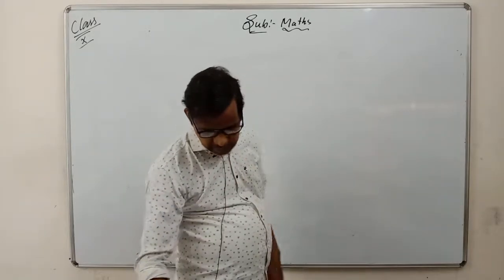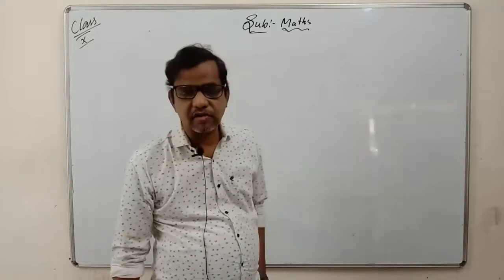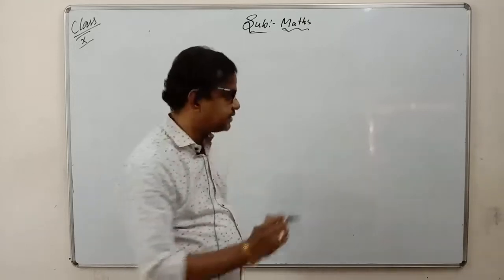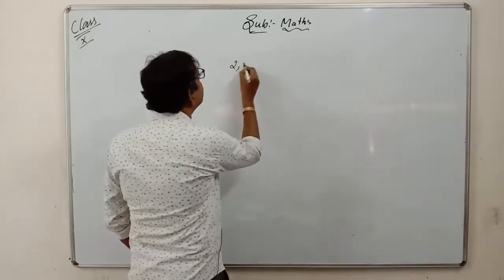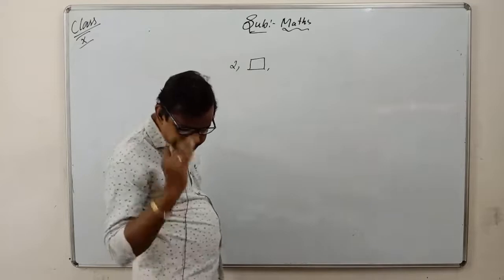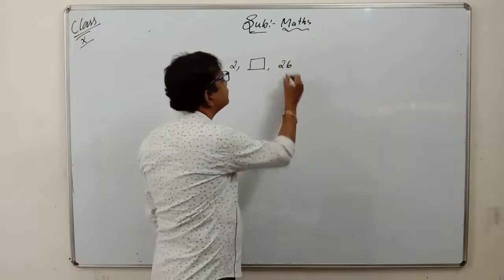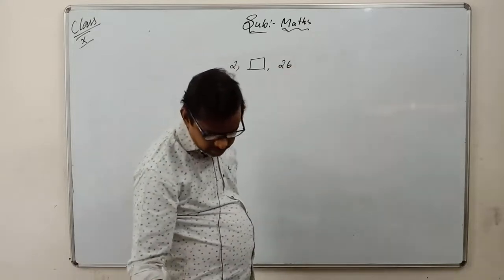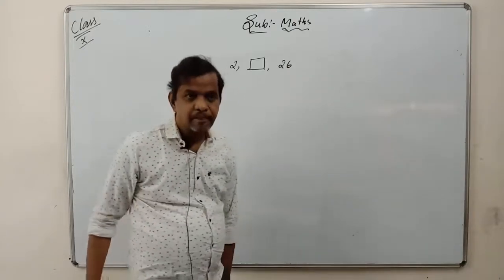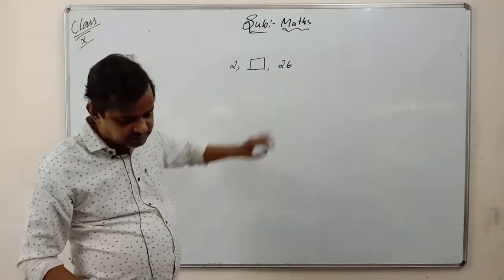So here is one box he has given there. In the following AP, find the missing term in the boxes. So which are the missing terms in the boxes he has given there? First he has given 2, again he has given the box, and again he has given 26. So if this is so, how to find the value of these things? First, what has he given? 2 he has given, and a box, and then 26.